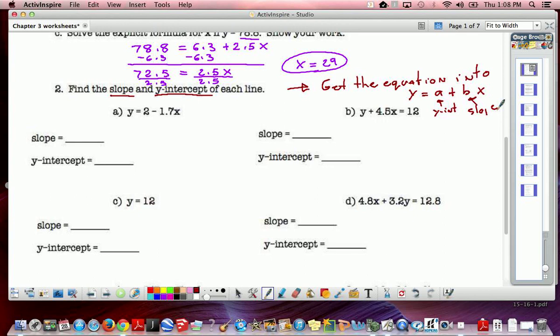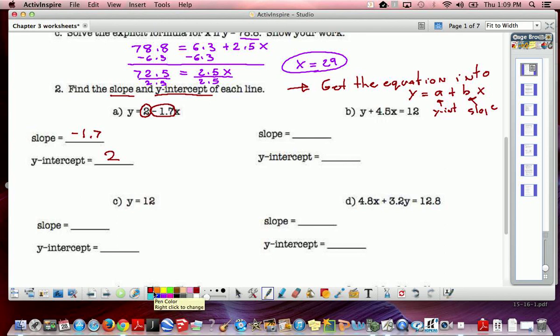So like in the first one, it's in that form. So the number all by itself, 2, is the y-intercept. The number in front of the x, including the sign, is the slope, negative 1.7. Notice how I don't include the x with the slope. The slope is just a number.